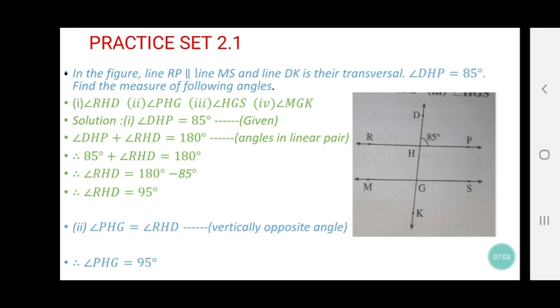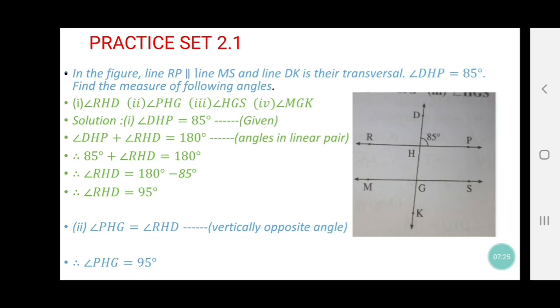Okay. Now RHD is with me. Now this RHD is equal to PHG. Okay, as it is equal to PHG, why is it equal? It is forming vertically opposite angles. Okay, so the measure of angle PHG will also be equal to 95 degrees.